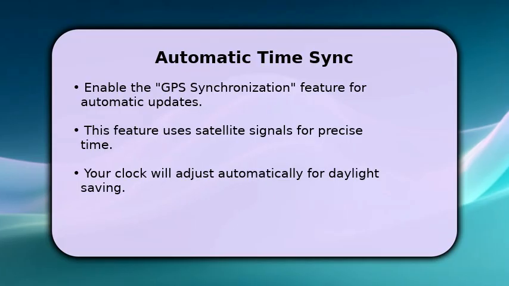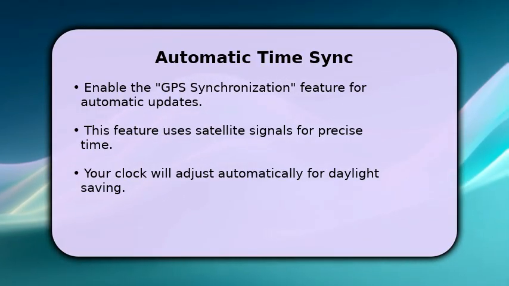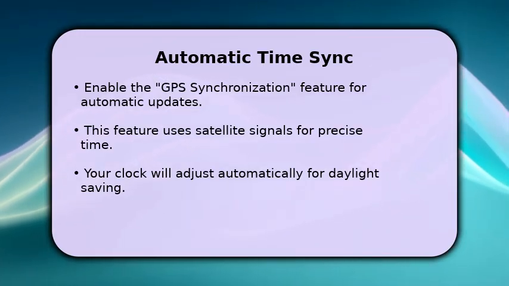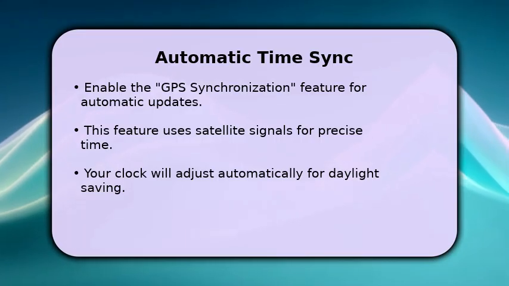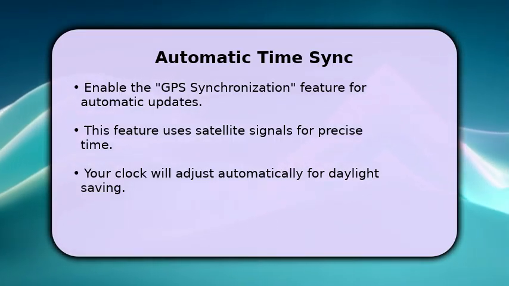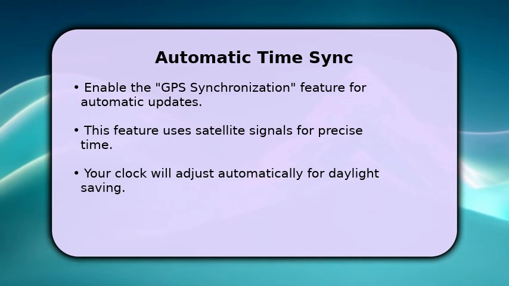For ultimate convenience, consider enabling the GPS synchronization feature. This allows your Audi A4 to automatically set its clock using satellite signals, ensuring precise timekeeping. With this feature active, your vehicle will even adjust for daylight-saving time changes without any manual input from you.